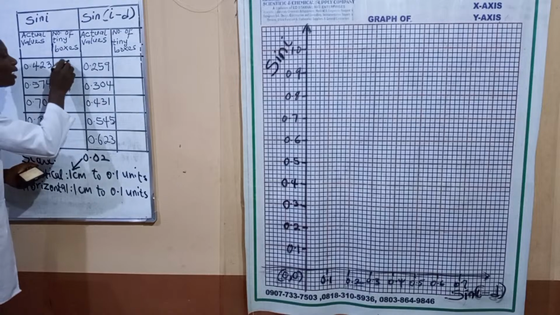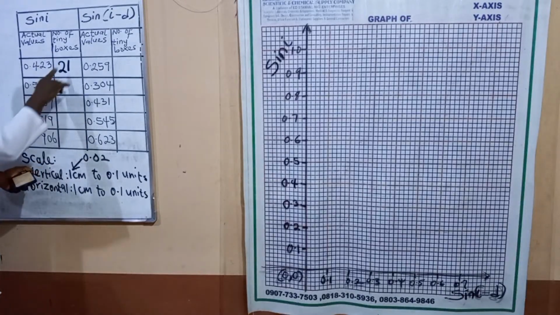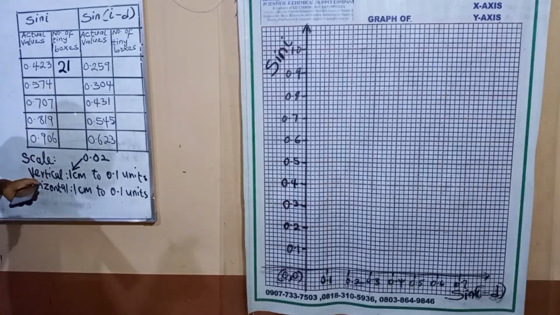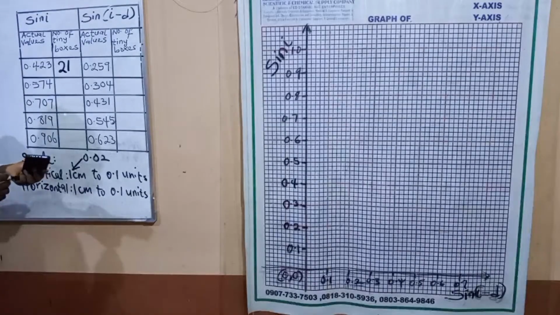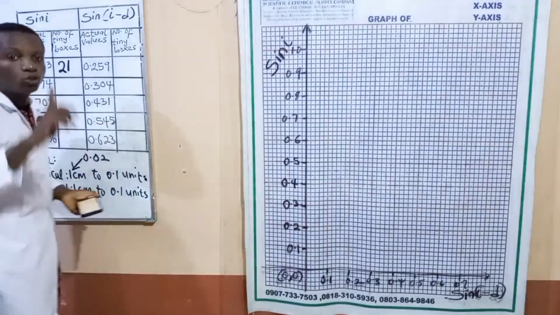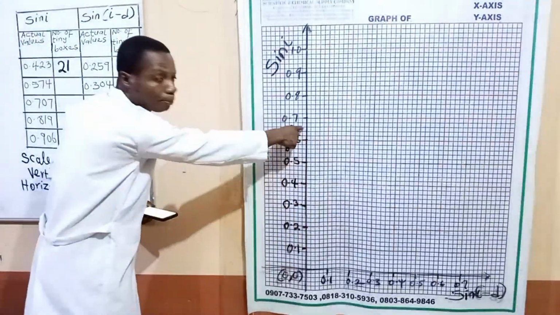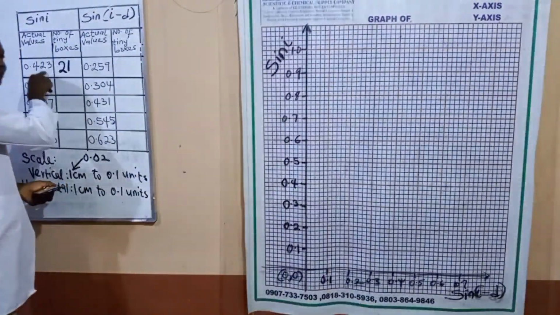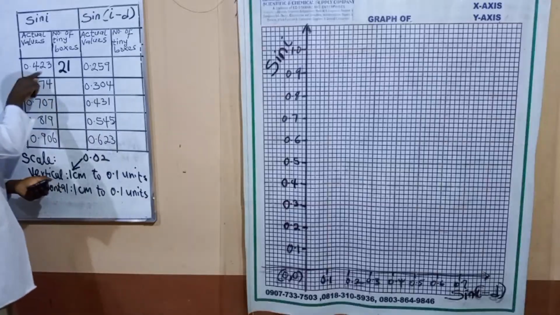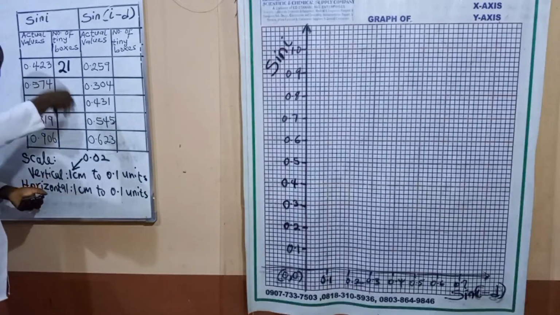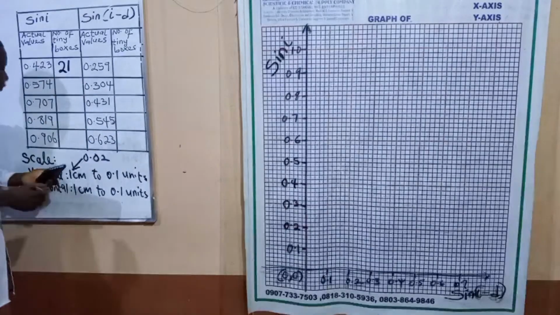So write 21 here. Don't show these on your graph, on your answer booklet. Do it on a different paper. What these 21 boxes mean is that you will count 21 boxes from the origin to that point. To plot this one, you need 21 boxes. You don't need to look at the decimals. Just count the number of boxes. So let's go to the next one.